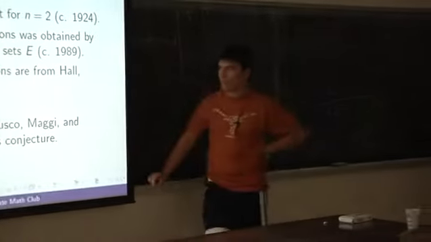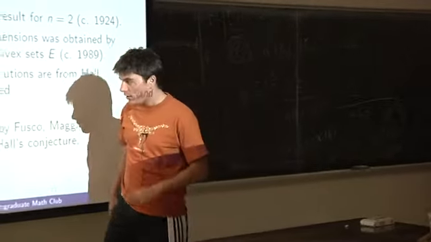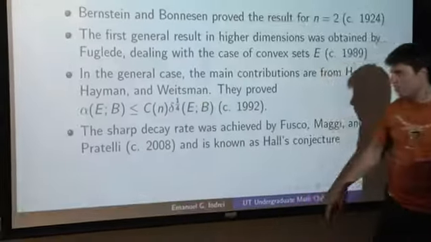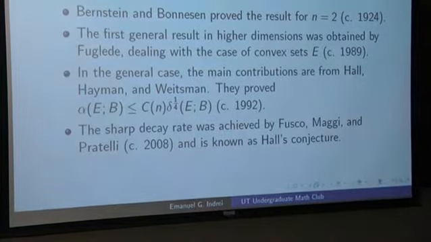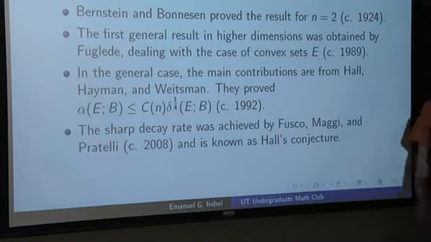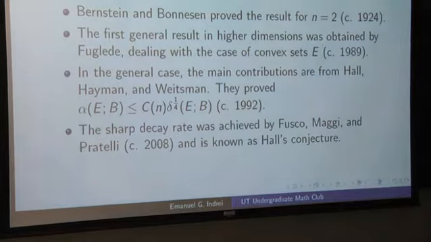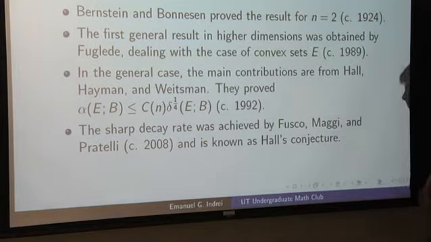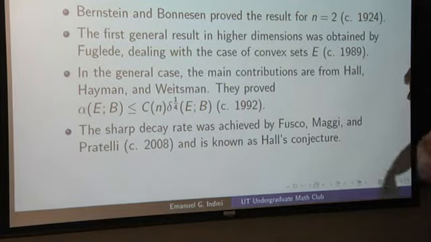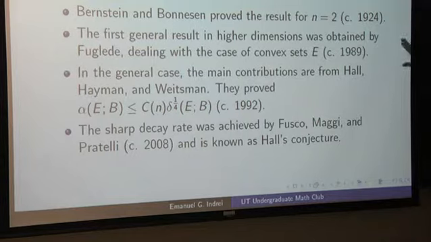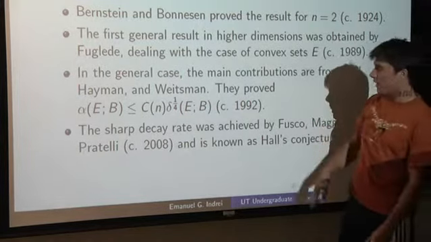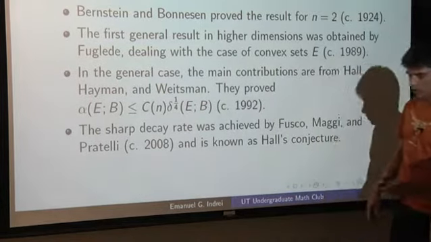And actually this was recently confirmed in an analyst paper from 2008 by Fusco, Maggi, and Pratelli. And actually Francesco Maggi is visiting here. He's a friend of my advisors and a collaborator. And yeah, so they proved that you can get beta equal to 1/2, thereby confirming Hall's conjecture.